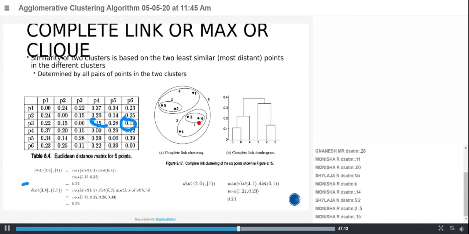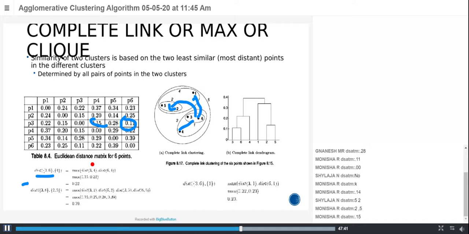So this is the first cluster. I want to find the distance between this cluster and this point, and between this cluster and this cluster. First we are going to find the distance between this cluster and this point. So how do we calculate the distance of 3, 6, 4? This is very simple. Distance between 3, 4 and distance between 6, 4, and we are going to select whichever one is the minimum.